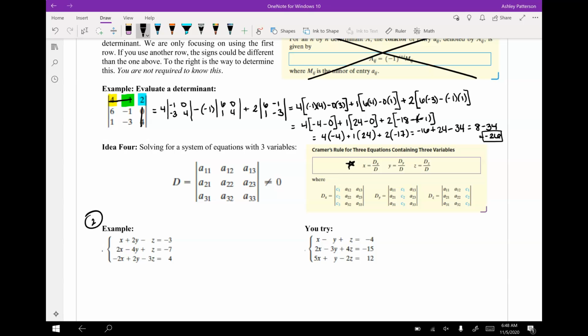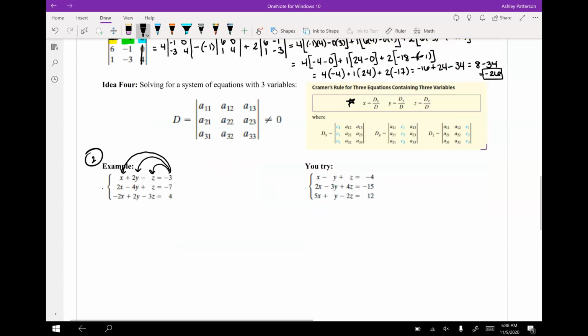Exactly how we did with the 2 by 2. We're going to take the solutions and sub them in for the coefficients of x, for the coefficients of y, for the coefficients of z. And yes, you absolutely might need a little bit more space on these because, as you saw, we are working some things out and they are taking up some space. So let's do it, guys.